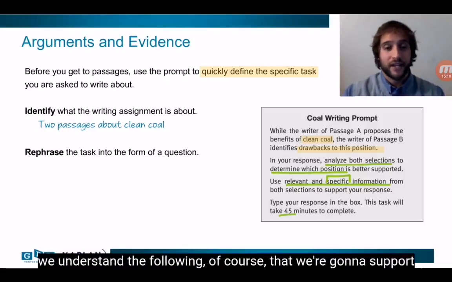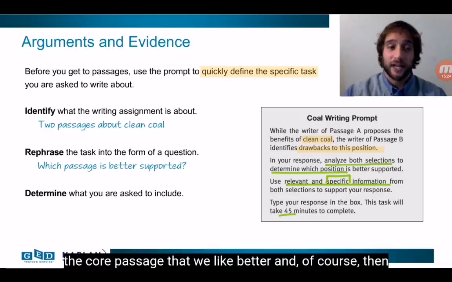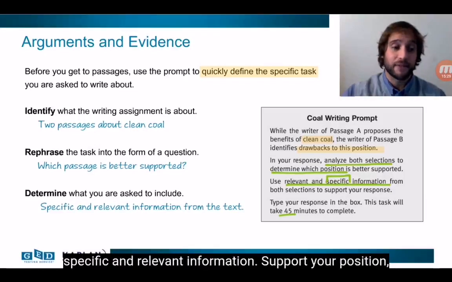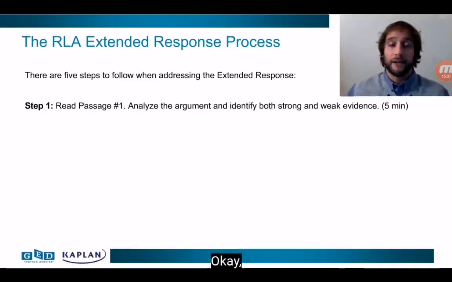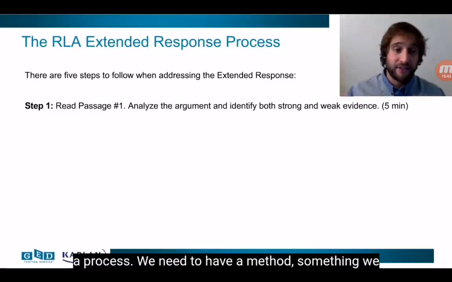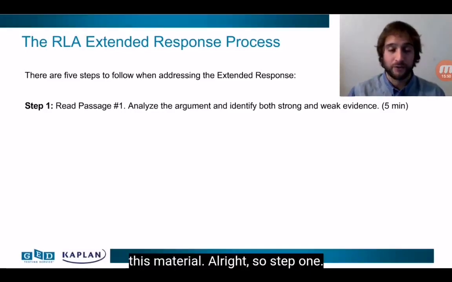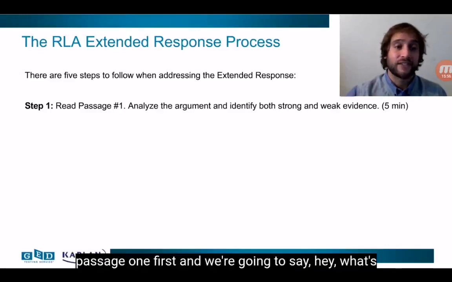Then we make sure that we understand that we're going to support the passage that we like better. And then we need to provide specific and relevant information. Support your position. That's absolutely clutch. So now that we know what our goal is, what the task is, we need to have a process. We need to have a method, something we can always lean on and rely on as we approach this material.